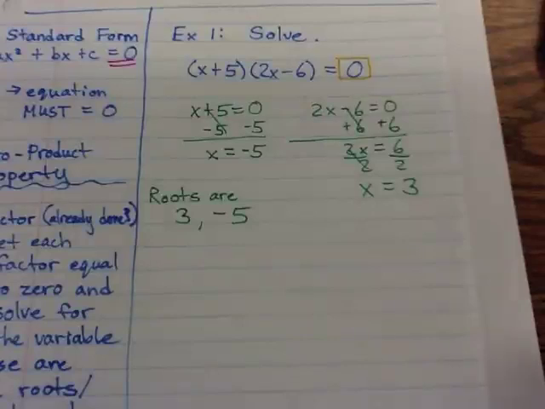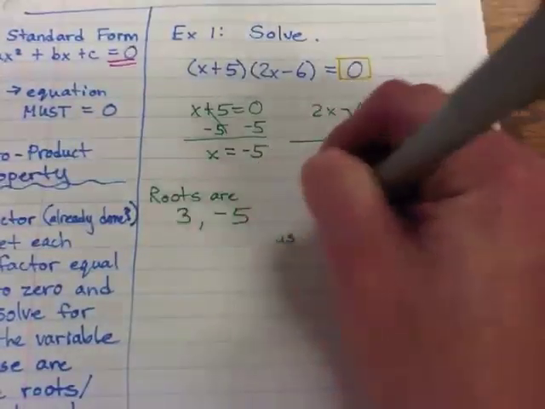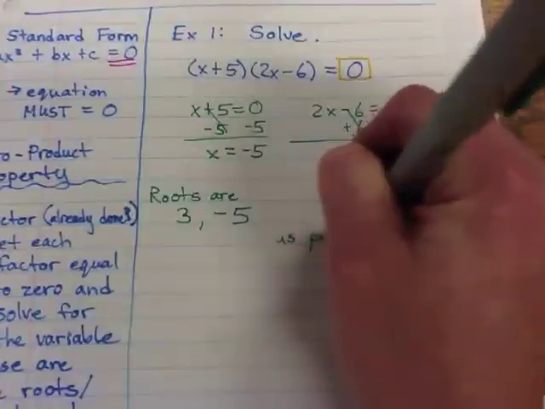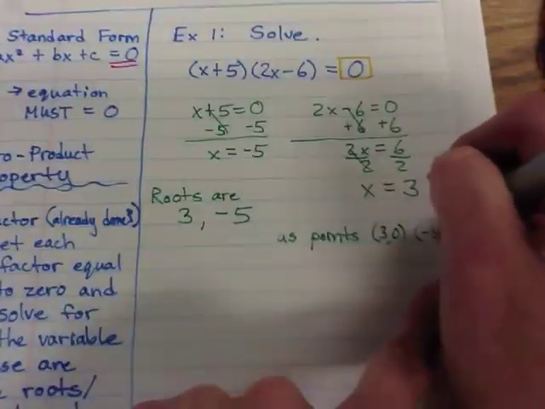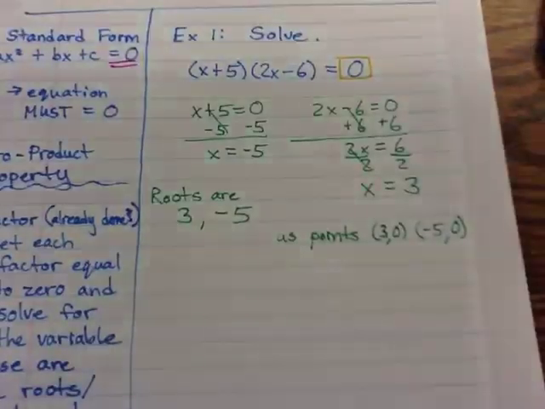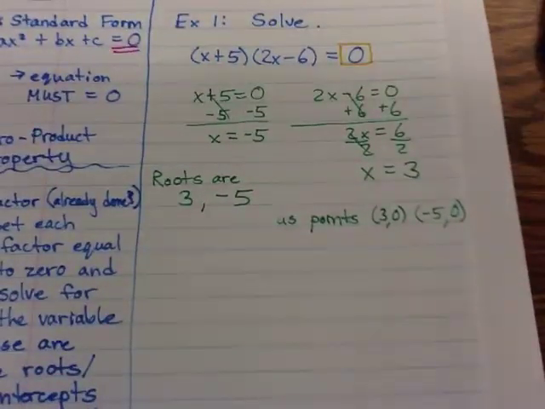Think about what y is equal to. y is equal to 0. So how would I write these as a point? (3, 0). So as points, these would be (3, 0) and (negative 5, 0), because y is equal to 0 each time.